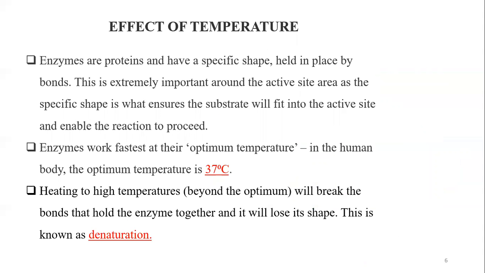Now let's see how temperature affects the rate of the chemical reaction. Normally, when temperature increases, the rate of the reaction also increases. The reason is that when temperature increases, the kinetic energy of the reactant molecules also increases. They move more, the random motion is higher, and therefore there is a high chance of a successful collision. Because of this, the enzymatic reaction rate is higher.